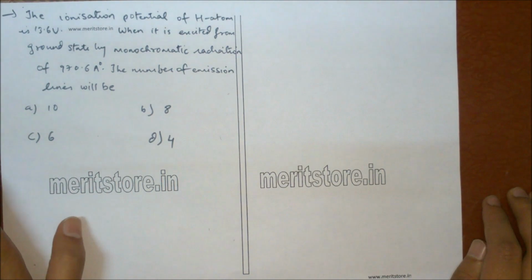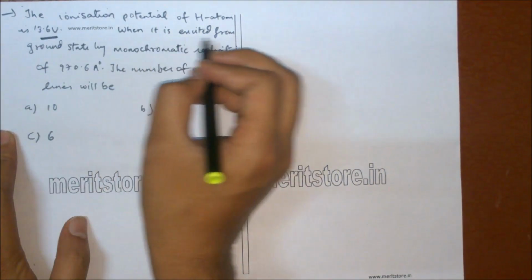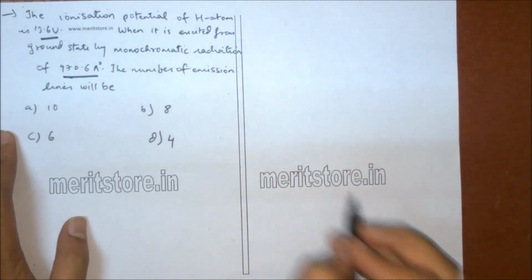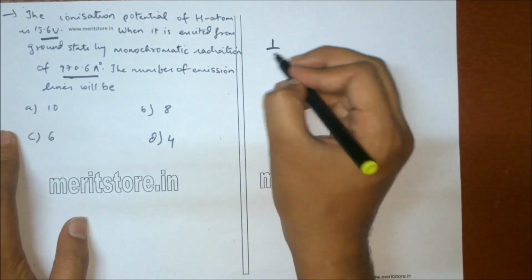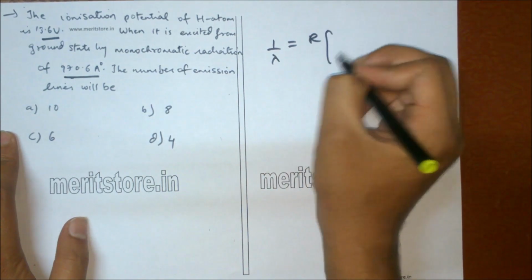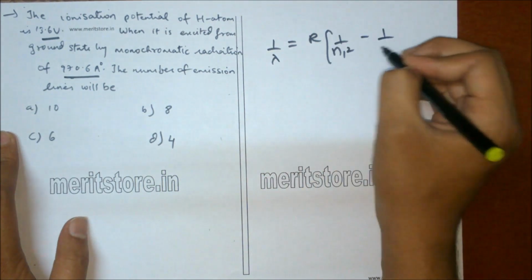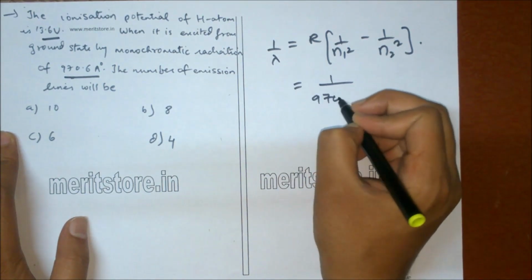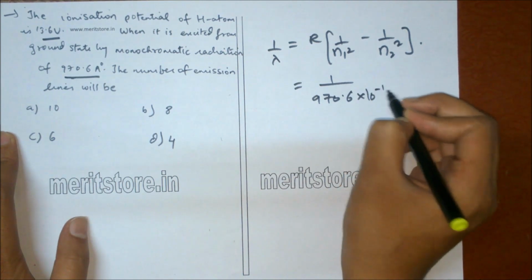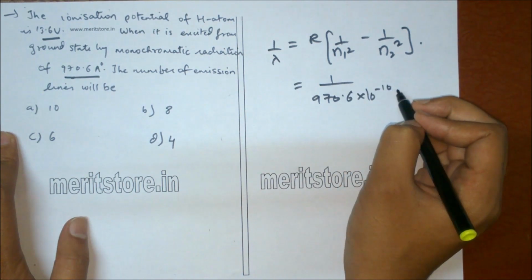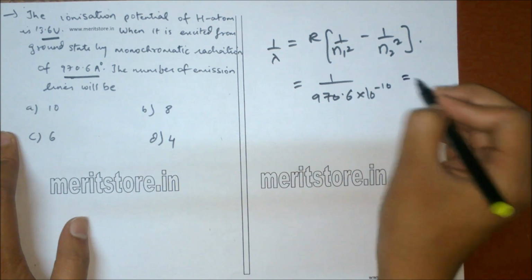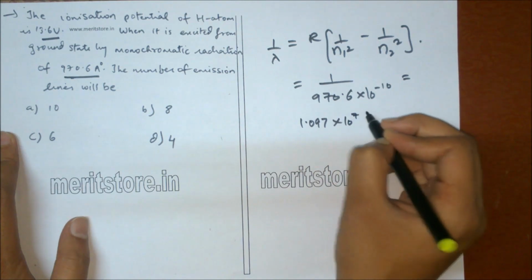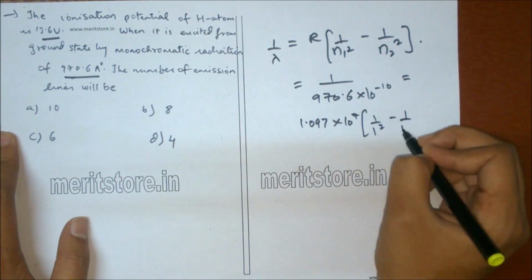Ionization potential of hydrogen atom is 13.6 volt. When it is excited from a ground state by monochromatic radiation of this much, the number of emission lines will be. We know that 1 upon lambda is equal to R into 1 upon n1 square minus 1 upon n2 square, which is equal to 1 upon 970.6 into 10 raised to minus 10. This is the value of lambda, which is equal to 1.097 into 10 raised to 7 into 1 upon 1 square minus 1 upon n2 square.